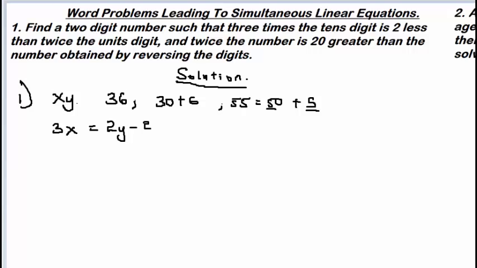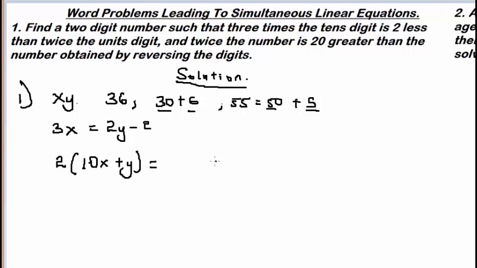Let's move on. And also, twice the number. For the sake of better explanation, I'm going to be referring to my two-digit number in terms of tens plus unit digit. So I have twice of the number, my number being 10x plus y. That's in terms of tens plus unit digits. Twice of the number is 20 greater than the number obtained by reversing the digits.